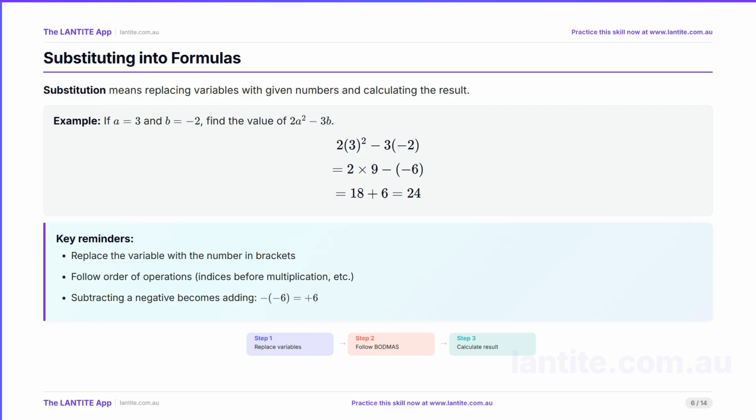3 squared is 9, so 2 times 9 is 18. Negative 3 times negative 2 is positive 6. 18 plus 6 equals 24. Always put substituted values in brackets to avoid sign errors, and remember that subtracting a negative is the same as adding.